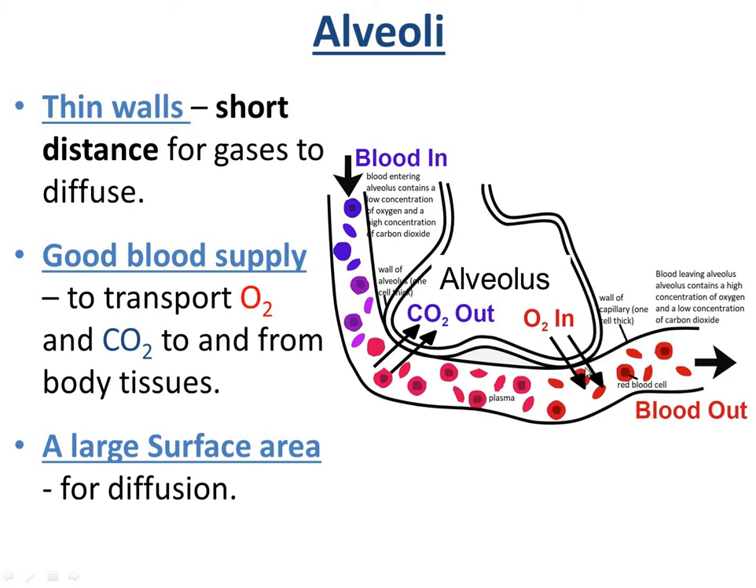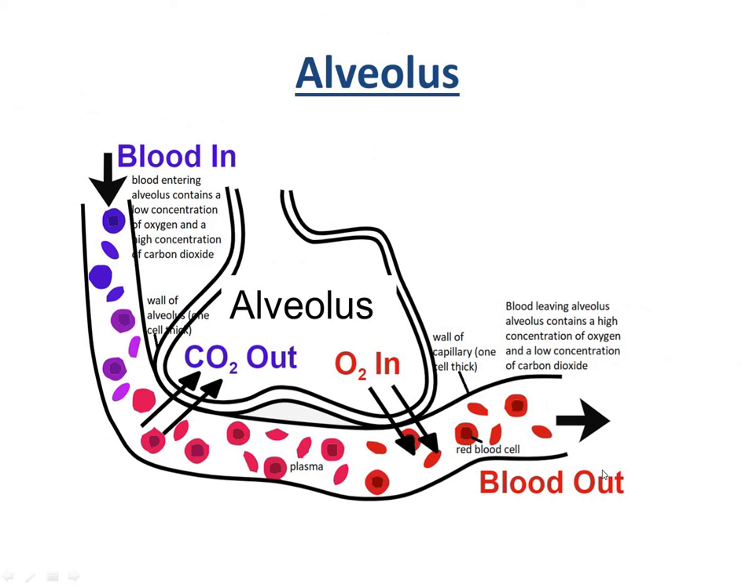For this exchange to happen quite quickly, what we need is thin walls. The alveolus lining is only 1 cell thick, and the capillary lining is only 1 cell thick, so there's a short diffusion pathway. There's a good blood supply. There are capillaries wrapped around all the alveoli. And because they have a grape-like shape, and also because they're so numerous, they have a large surface area.